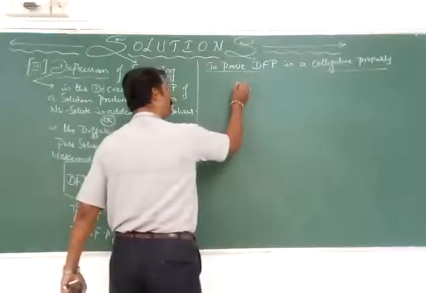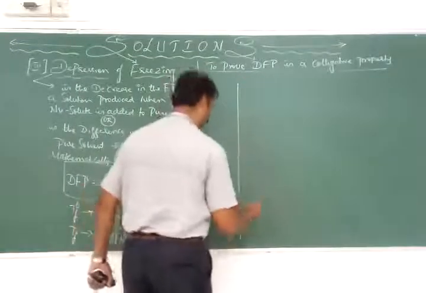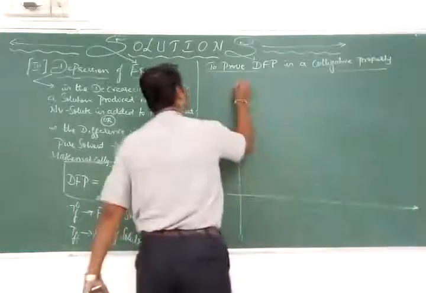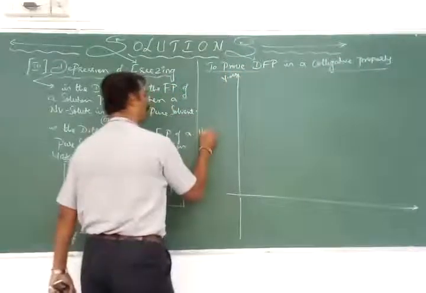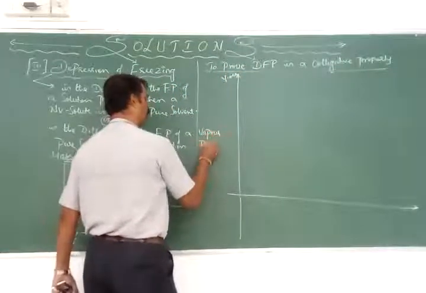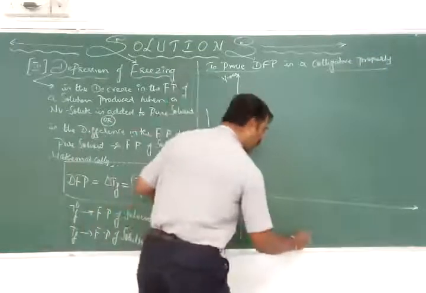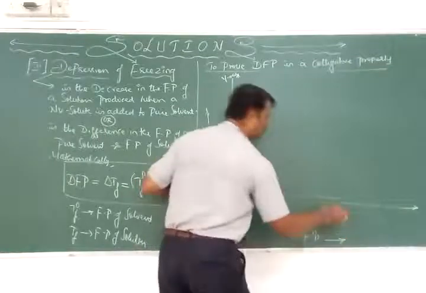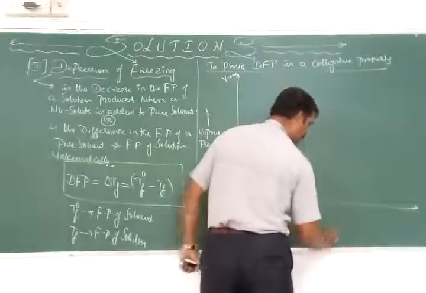So here, this is the y-axis where we have vapor pressure. This is called FP. What is FP here? It is the freezing point. T, that is called FP.